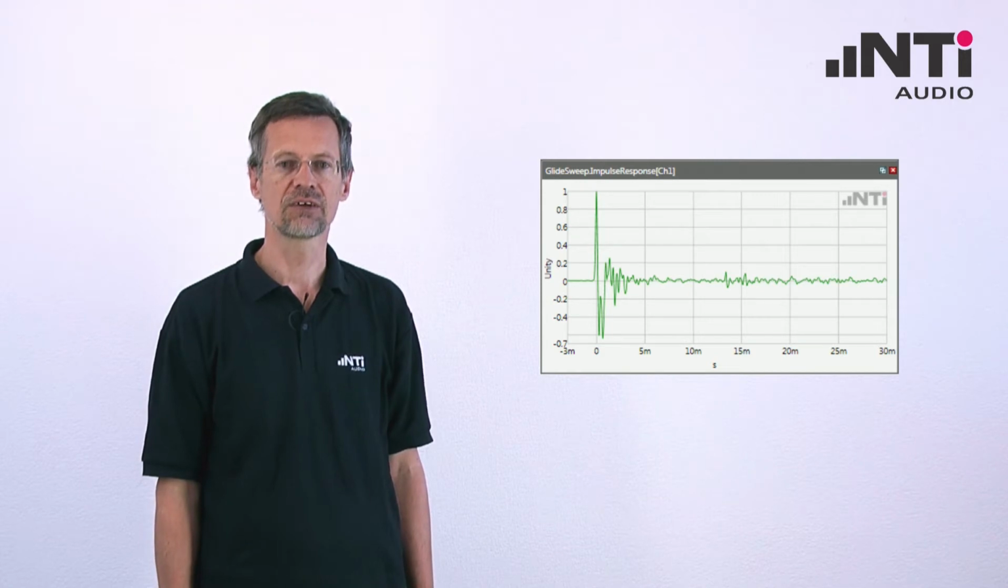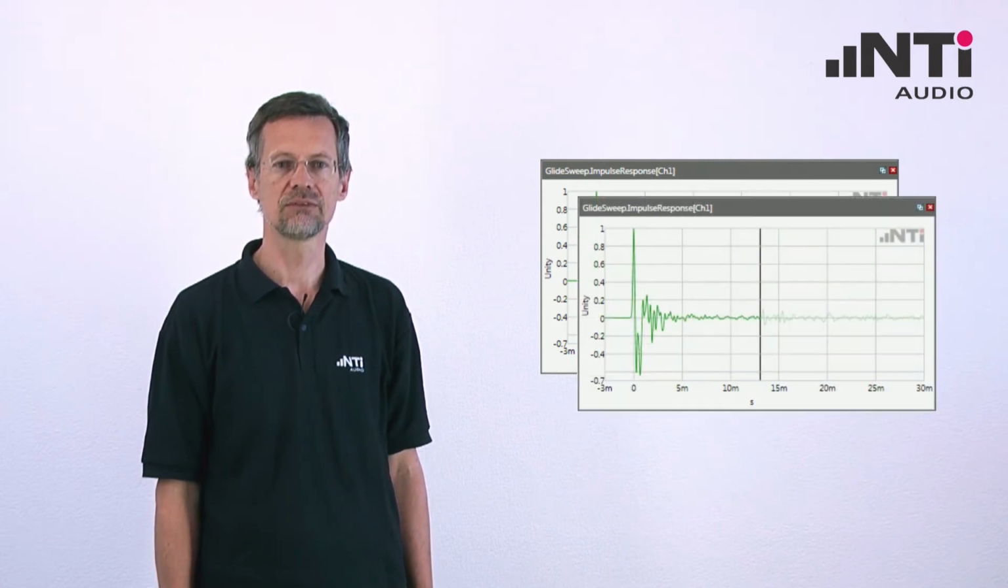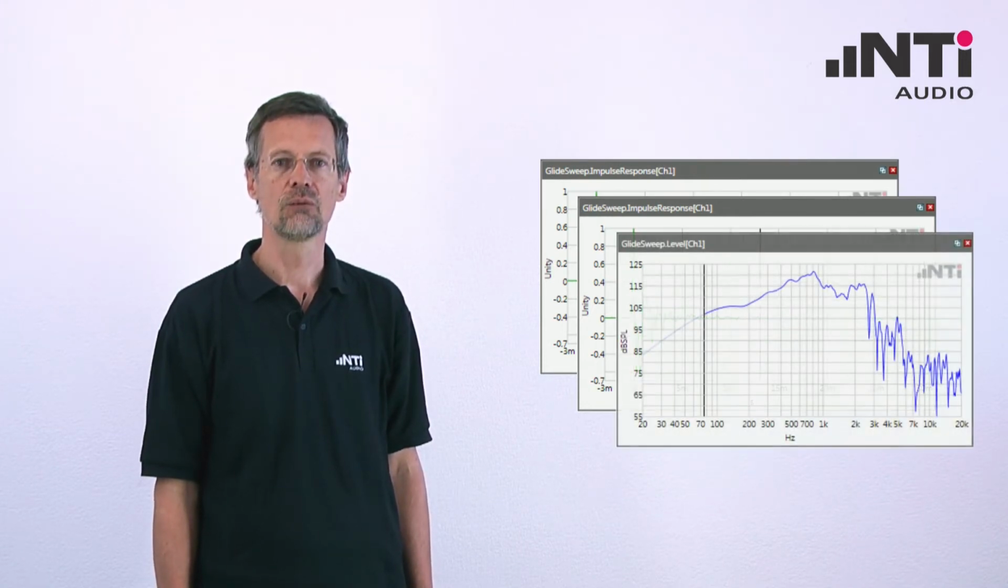The user can graphically set the time window for the glide sweep measurements right in front of the actual reflections. The reflections are consequently masked out, which means that only the direct sound from the loudspeaker is considered. This video shows you step by step how to execute such a measurement.